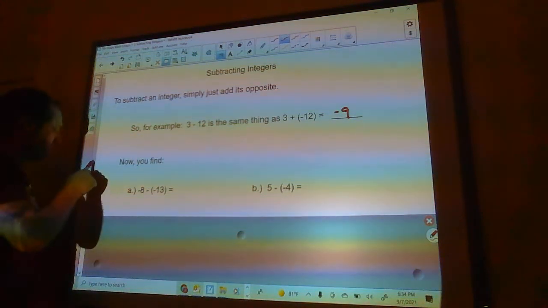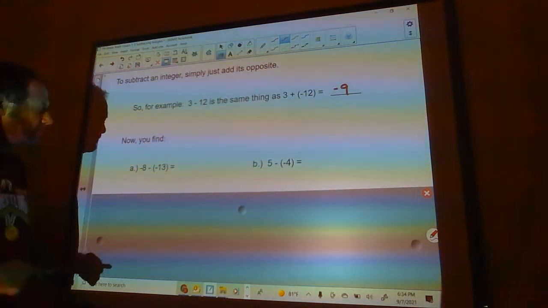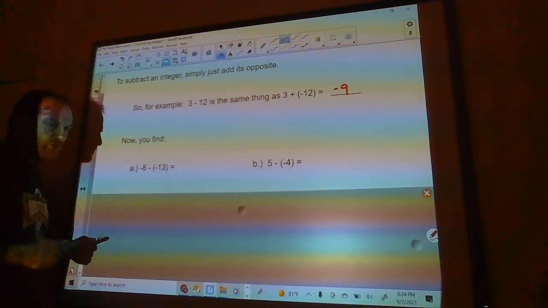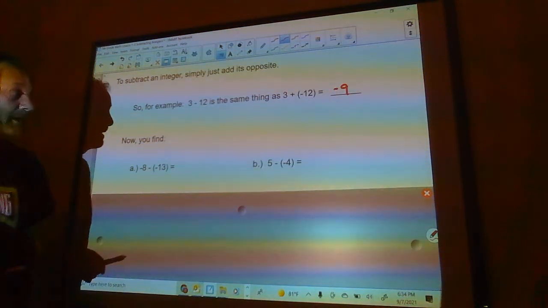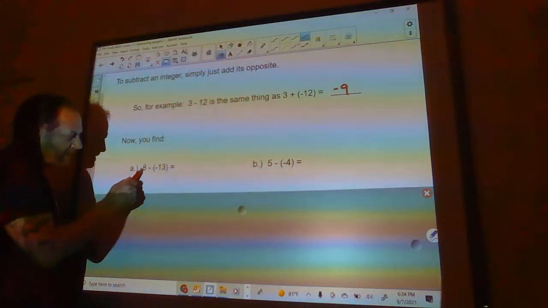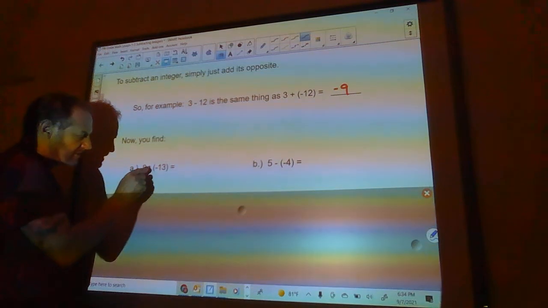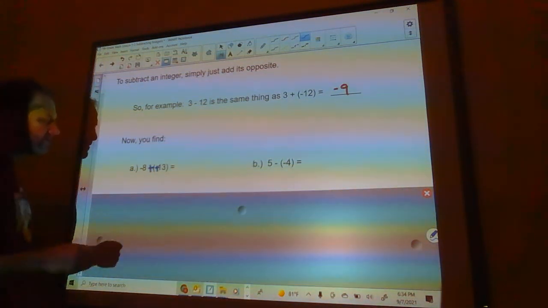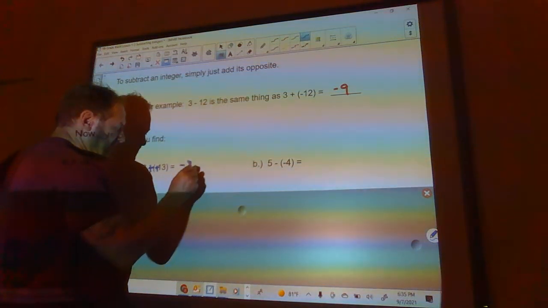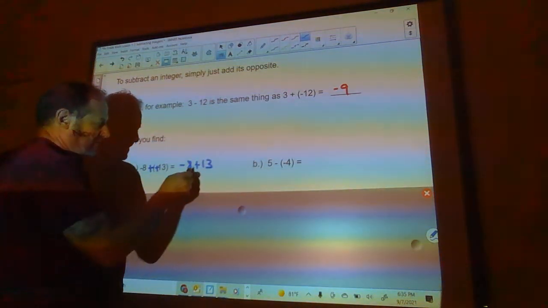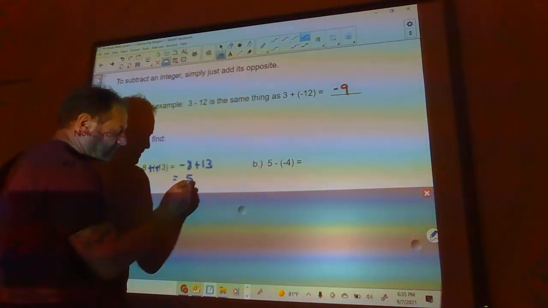So now, here's the deal. Remember this rule. I'm sure this is a review. I have two negatives here together. Two negatives cancel each other out and make a positive. So if I'm doing this problem, negative 8 minus negative 13, those two cancel each other out and become plus. So this is really negative 8 plus 13, which is 13 minus 8, which is 5.